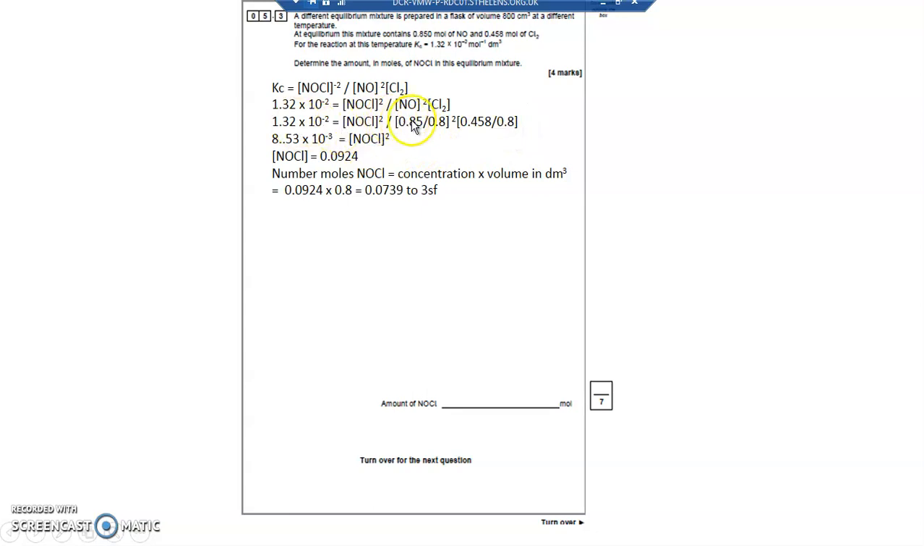So I can work these out. 0.85 divided by 0.8 squared, 0.458 divided by 0.8, and multiply those. So when I rearrange the equation, these are on the bottom on the right hand side, they get to the top on the left hand side. So 1.32 times 10 to the minus 2 multiplied by 0.85 divided by 0.8 squared multiplied by 0.458 divided by 0.8 comes out as 8.53 times 10 to the minus 3, which is the concentration of NOCl squared. Square root both sides, so NOCl concentration is now equal to 0.0924. Number of moles is concentration times volume, so I've got the concentration, I've got the volume, which is 0.8 because they're in the same flask. 0.0924 multiplied by 0.8 is 0.0739. Have a look at my other values: 3 significant figures, 3 significant figures, everything's to 3 significant figures, so I can put that as 0.0739 to 3 significant figures.